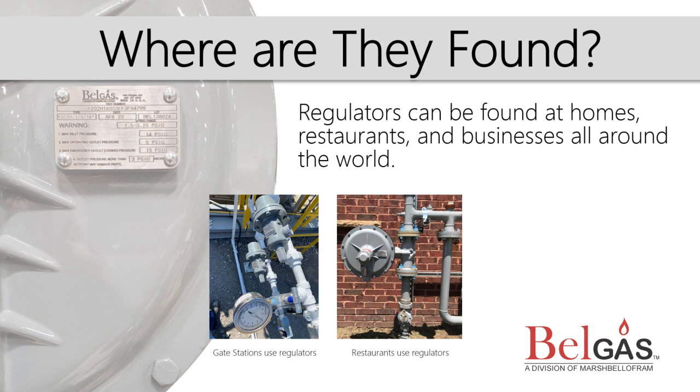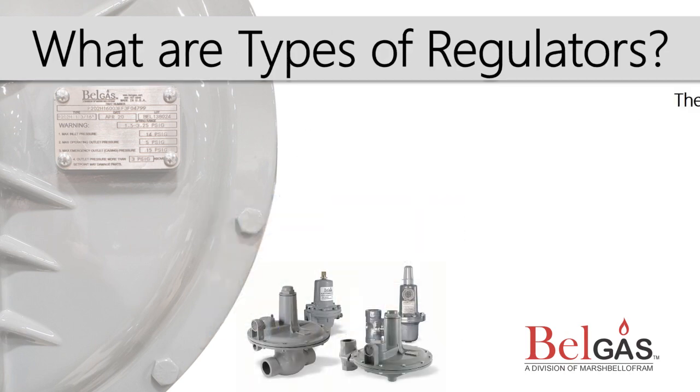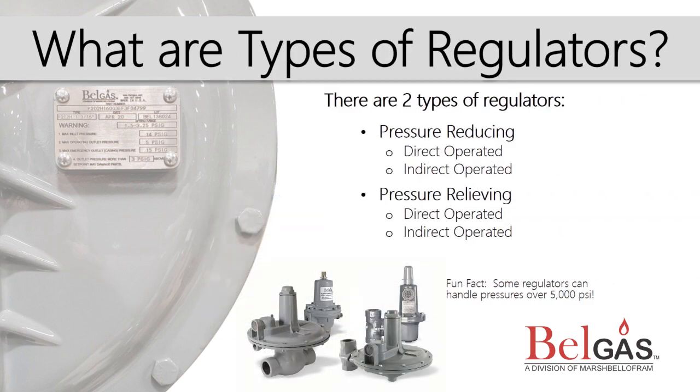Let's talk about the different types of regulators. Regulators can generally be categorized into two different types: pressure reducing and pressure relieving. Pressure reducing regulators create differential or pressure reduction in the pipeline. Pressure relieving regulators reduce the pressure in the pipeline by redirecting the higher pressure out of the pipeline.